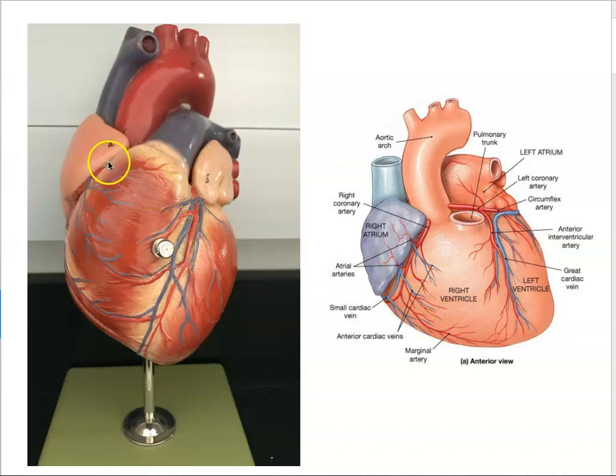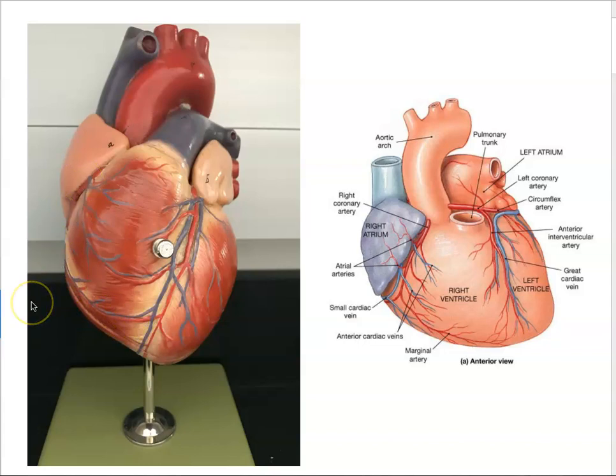And here is the right coronary artery on your heart model. Hard to see, but you can see it there. Then the marginal artery is coming off down here. Here's the marginal artery coming off of the right coronary artery. So the right coronary artery and its marginal artery, a branch of the right coronary artery.